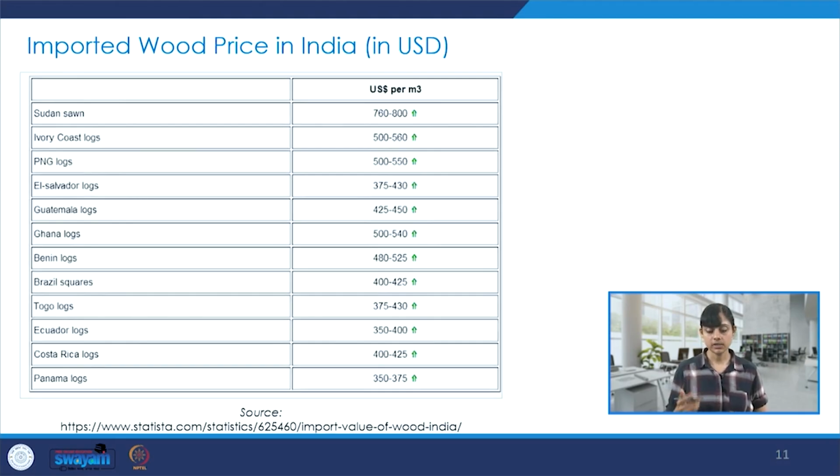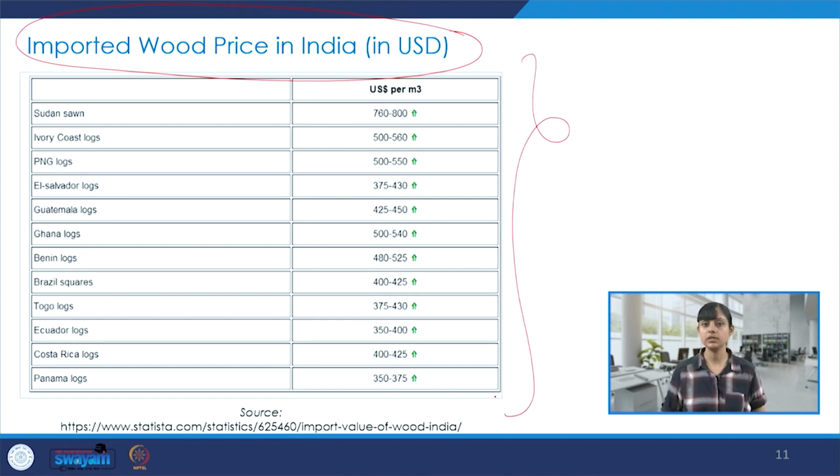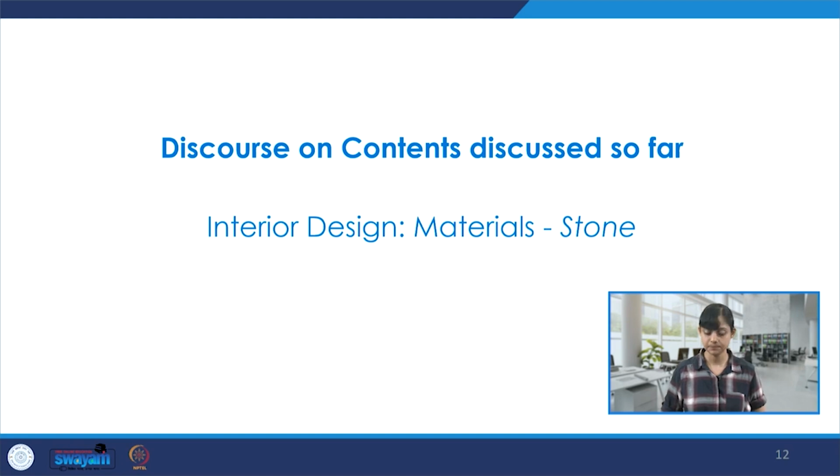We also try to understand the price range in which these timbers come, and within that also some local timbers available in India, and then some imported timbers, and what the different kinds of prices are per meter cube. And we tried to have a little understanding on that.